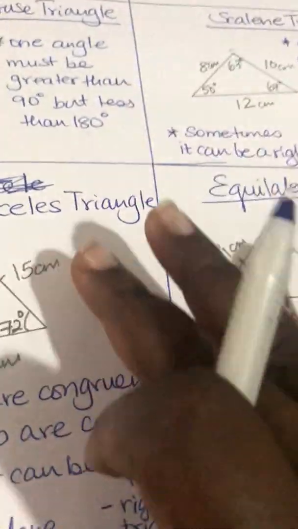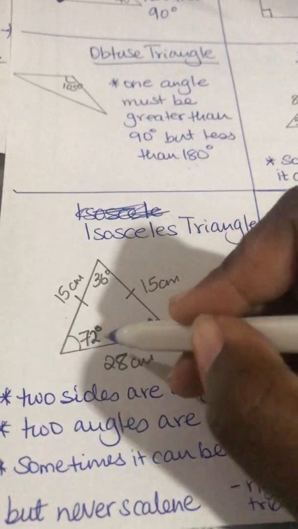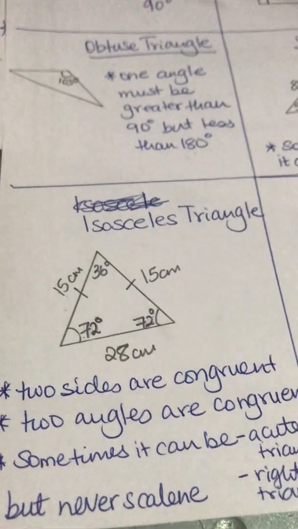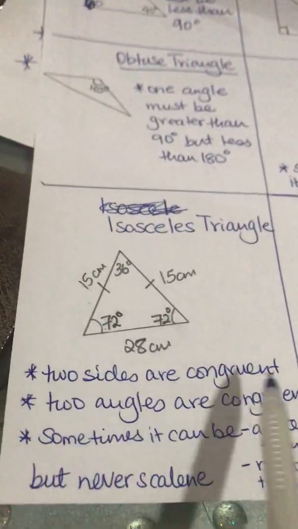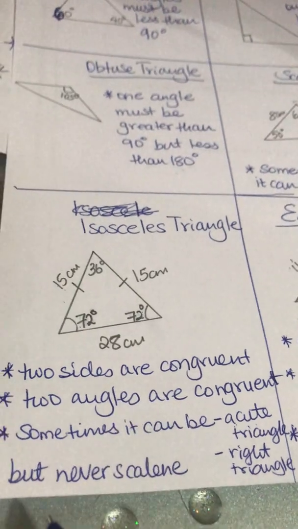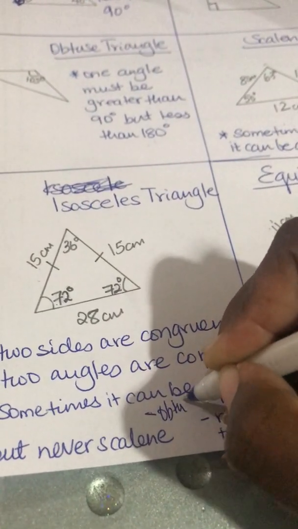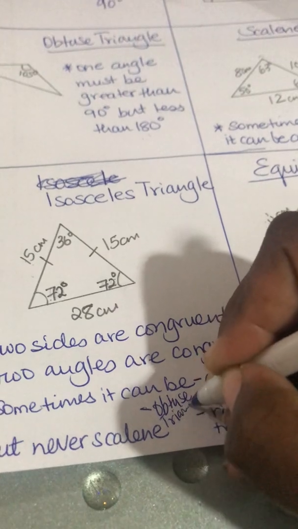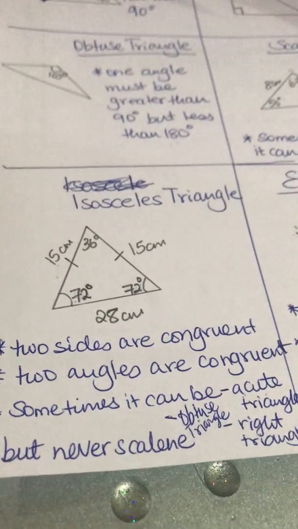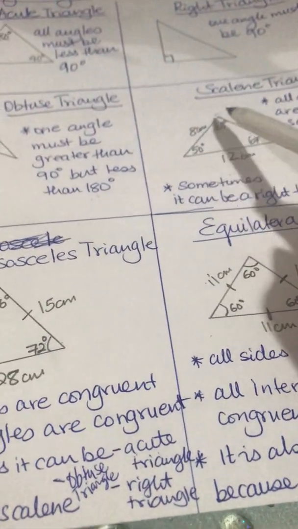Isosceles triangle. Isosceles triangle has two congruent sides and two congruent angles. If two sides are the same, then two angles will be the same. Okay? So two sides are congruent, two angles are congruent. Sometimes it can be acute. Sometimes it can be right. Sometimes it can be obtuse. An isosceles triangle will never be scalene. It will never. Because you'll have two angles that are the same. And in scalene, we said all the angles are different.